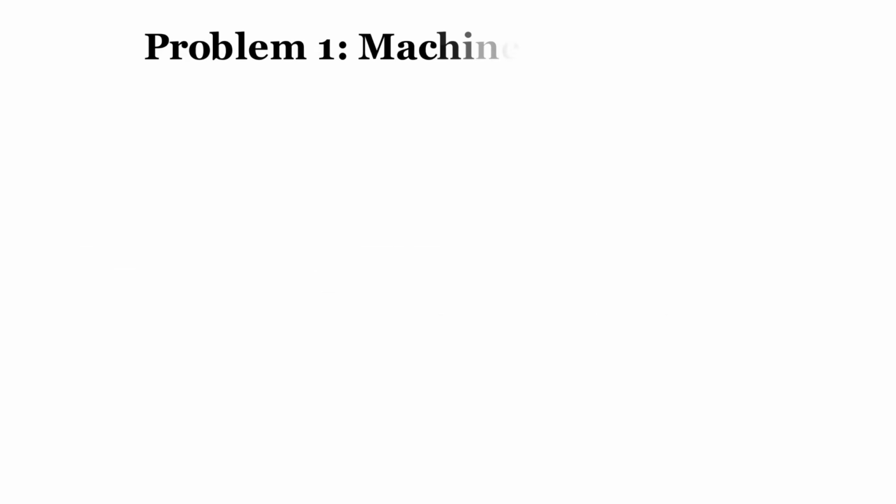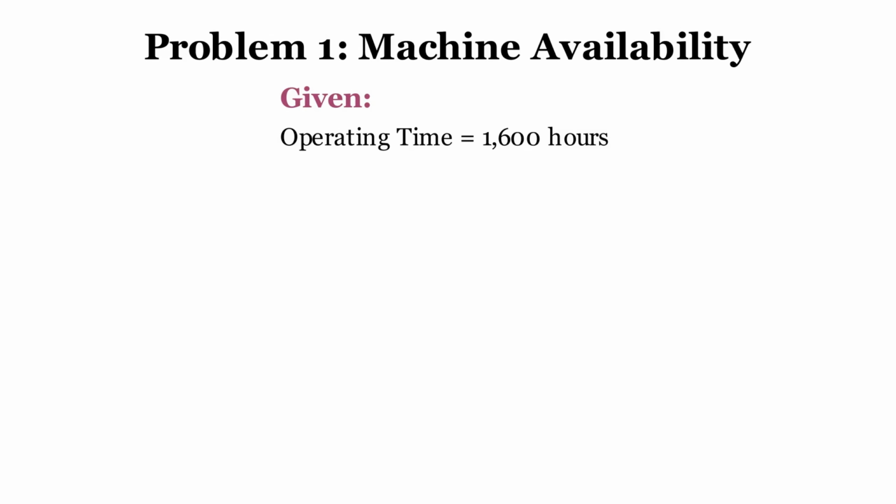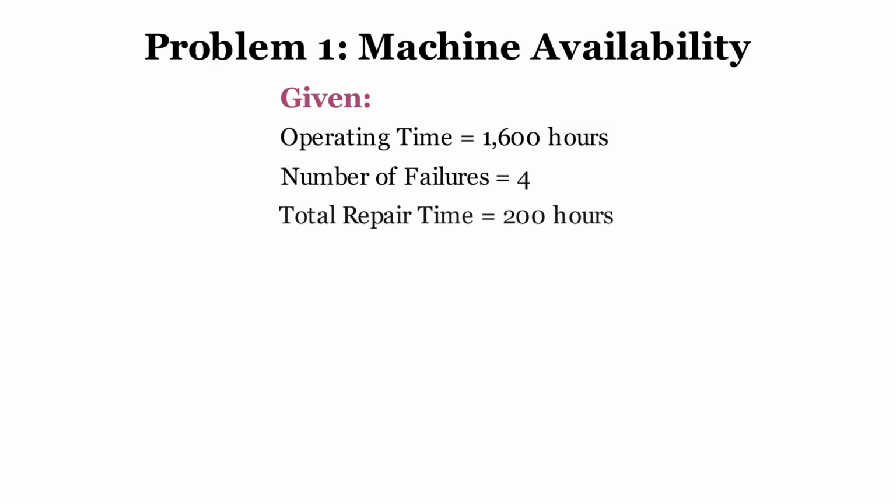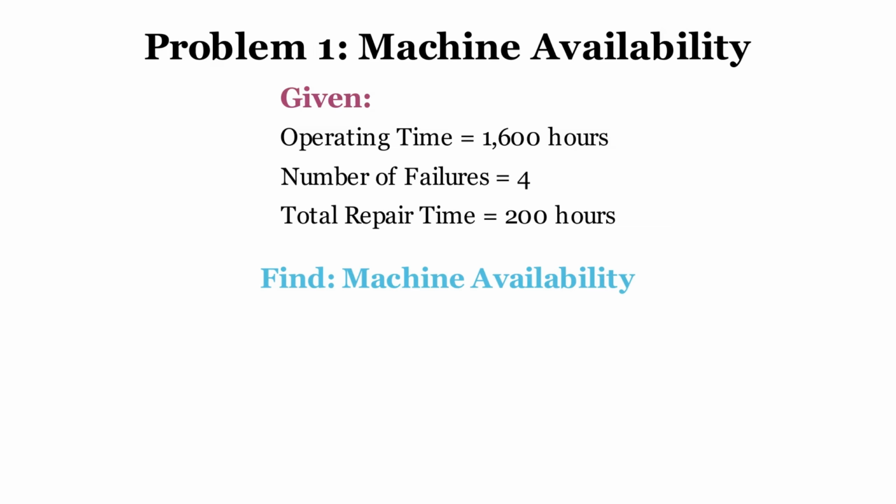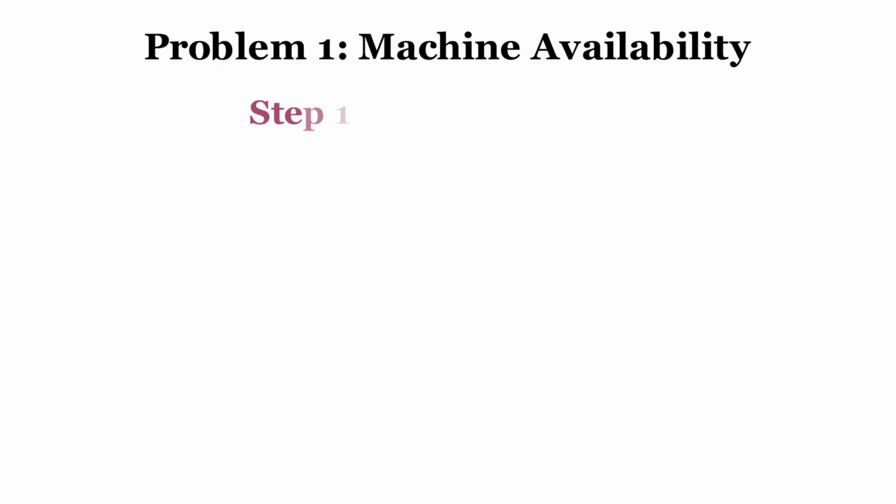Let's solve the problem from the beginning of this video. Here's what we know. Given operating time equals 1,600 hours, number of failures equals 4 failures, total repair time equals 200 hours. Find machine availability. We'll solve this in 3 clear steps.